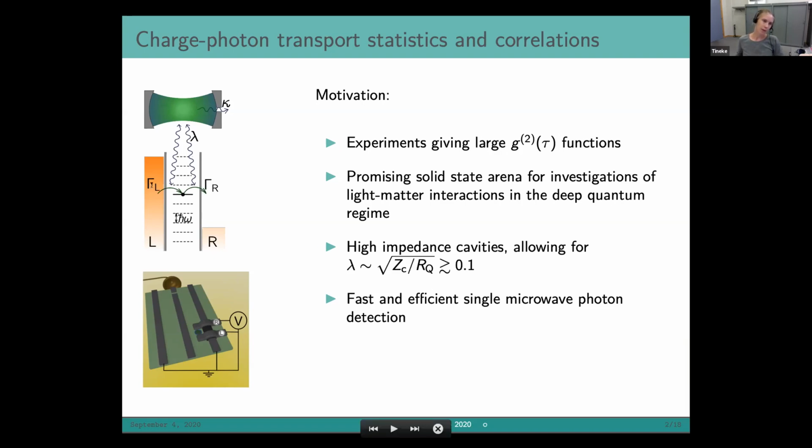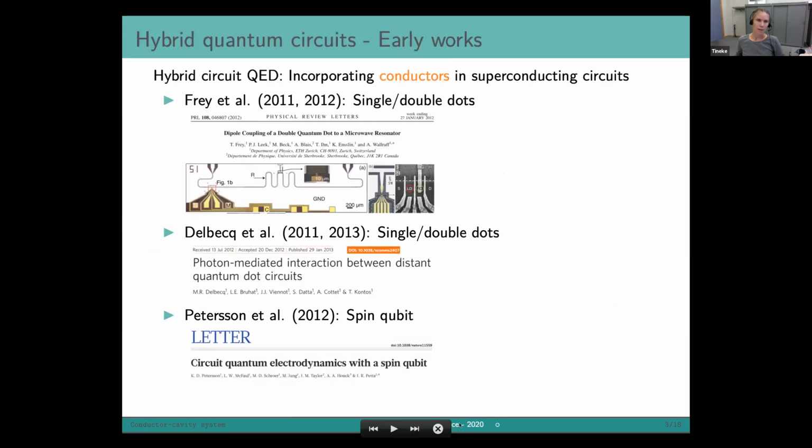Now, typically we will look into a system where you have just a single dot coupled to a single mode cavity, and it's leaky, so photons are going out, and we can measure those photons. In particular, we will look at a hybrid circuit QED system. First, people started using just superconducting systems, so some qubit in a cavity. And now, when you say hybrid, it's not just superconducting, there's something else in it. And this can, for example, be some artificial dot, and it can have leads.